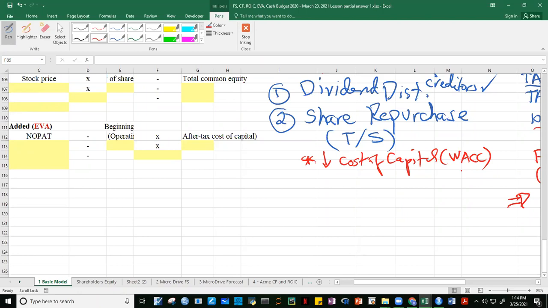Okay? So clear yung guys, share repurchase could reduce yung cost of capital. Okay, there are other reasons which we're not going to really discuss in greater detail. The second reason could be to consolidate ownership.